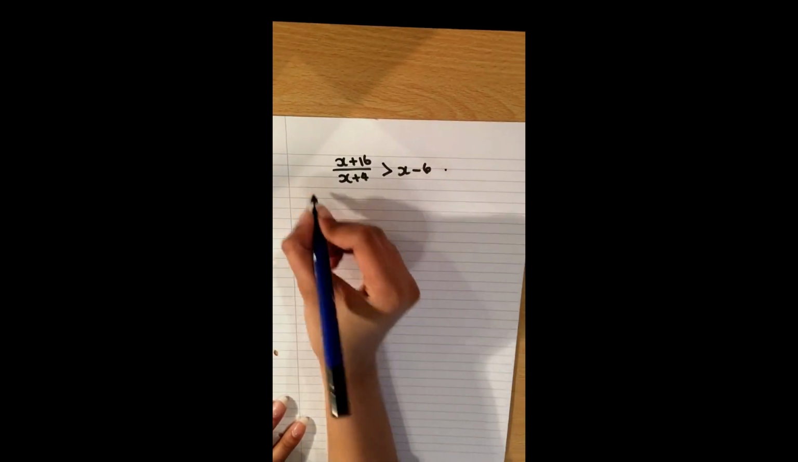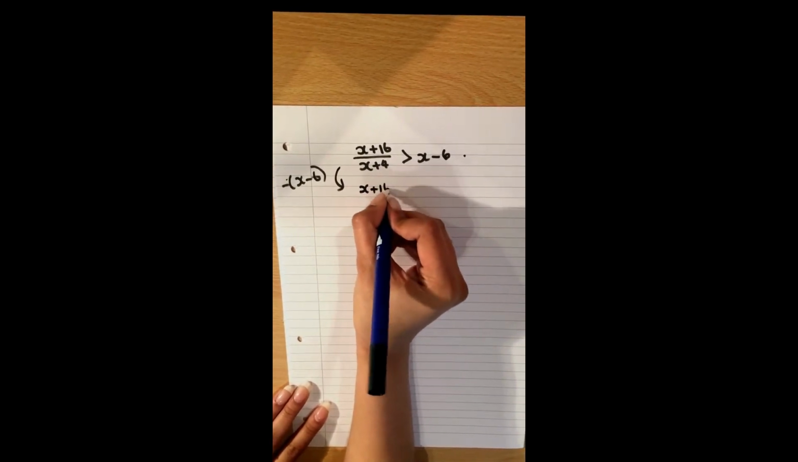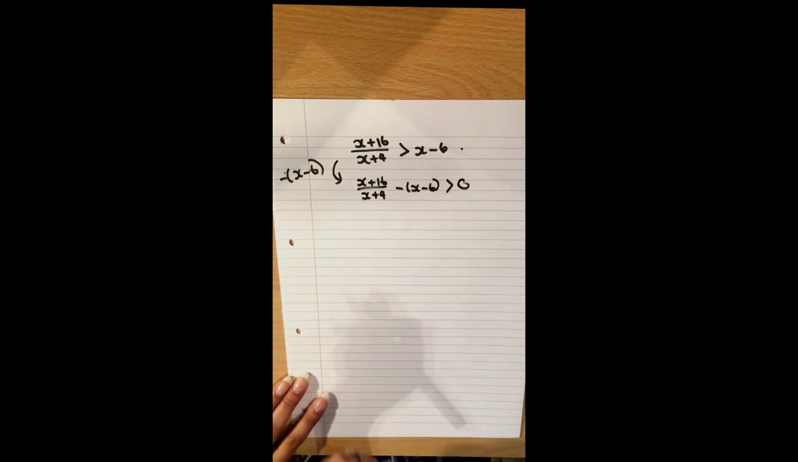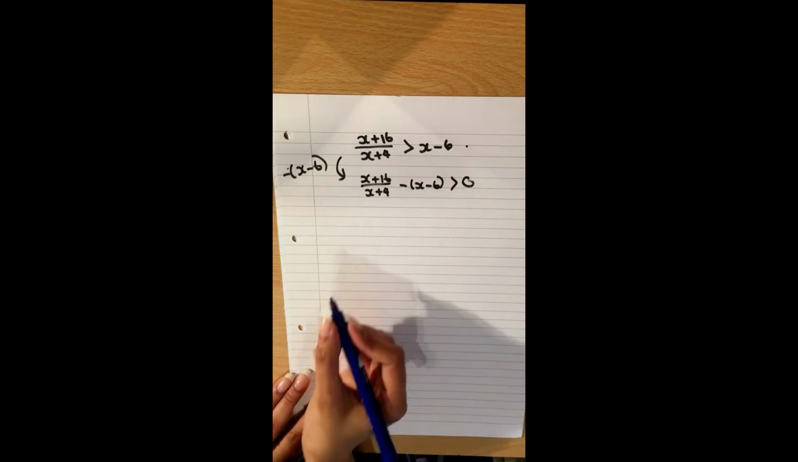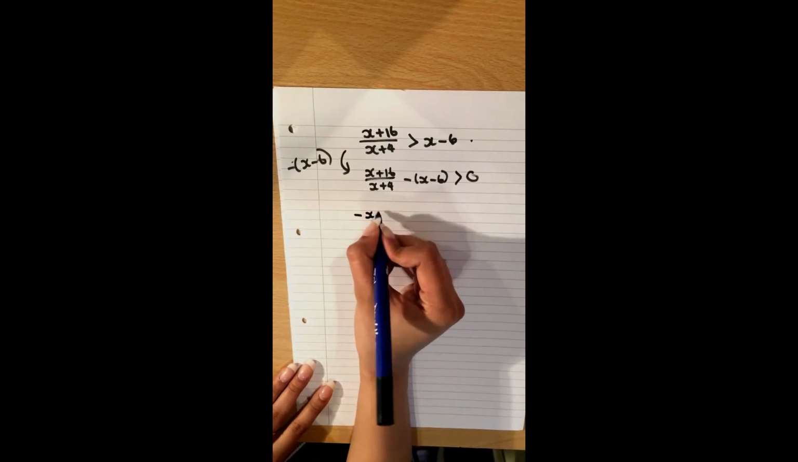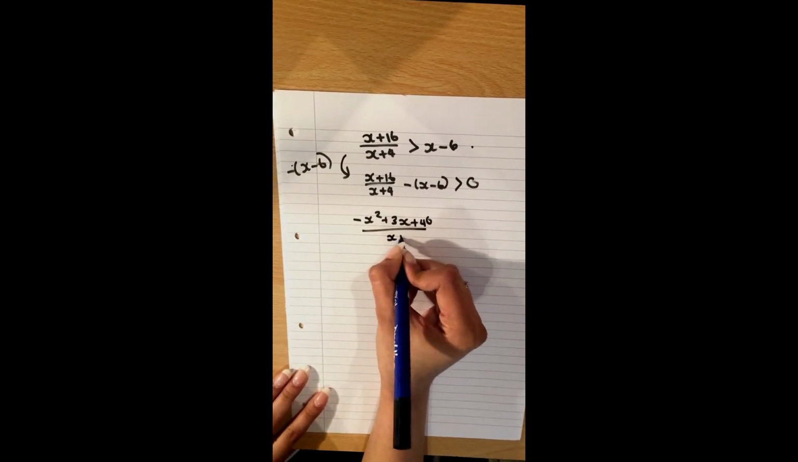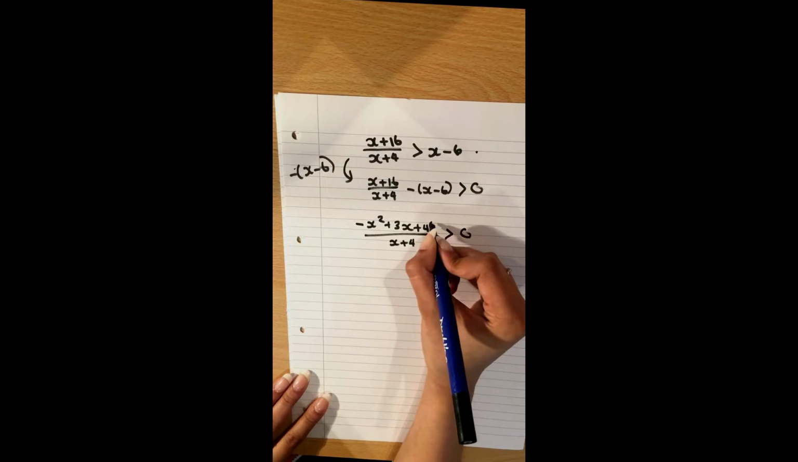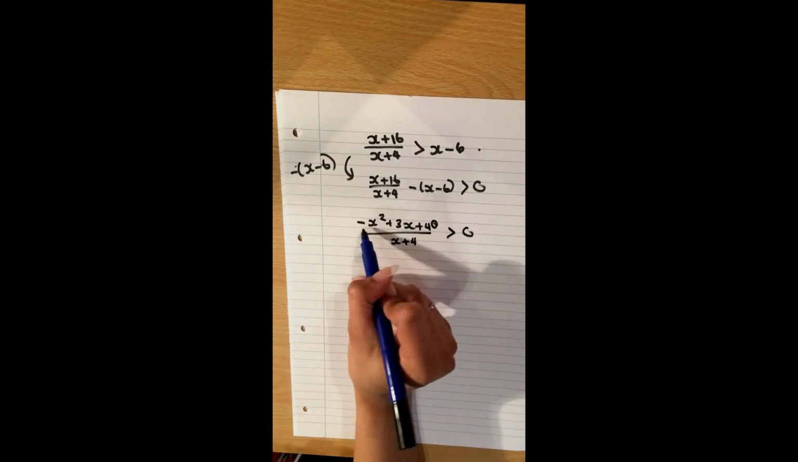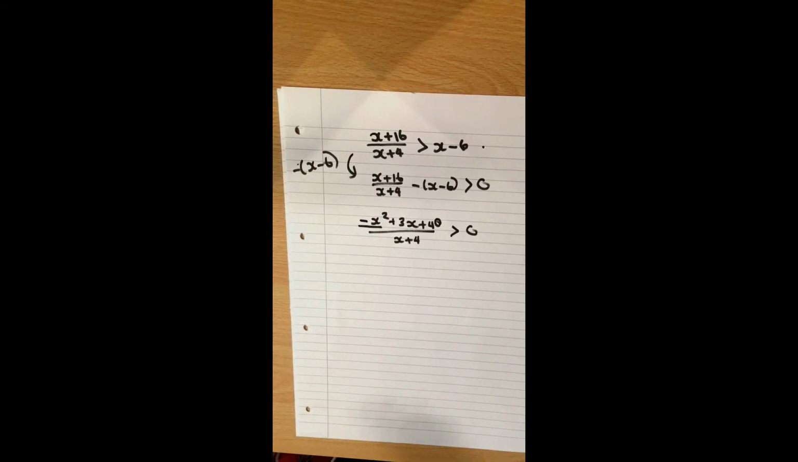To do this, we can subtract x minus 6 from both sides. So we have x plus 16 over x plus 4 minus x minus 6 greater than 0. And then that will give us, if we simplify it, minus x squared plus 3x plus 40 over x plus 4 greater than 0. If you take a look at the notes that are written with it, they'll take you through the steps of simplification. Now, we don't want a minus sign in front of the x squared here. In general, it's not what we want. So if we multiply by minus 1, we can get rid of that.